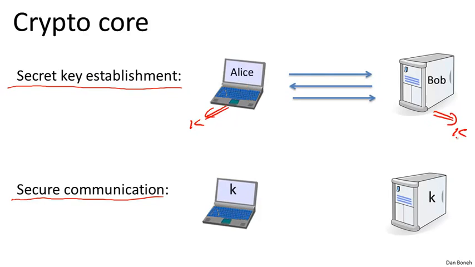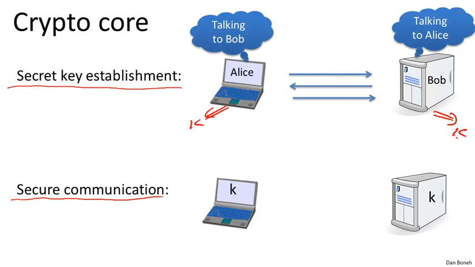And beyond just a shared key, in fact, Alice would know that she's talking to Bob, and Bob would know that he's talking to Alice. But a poor attacker who listens in on this conversation has no idea what the shared key is. And we'll see how to do that later on in the course.